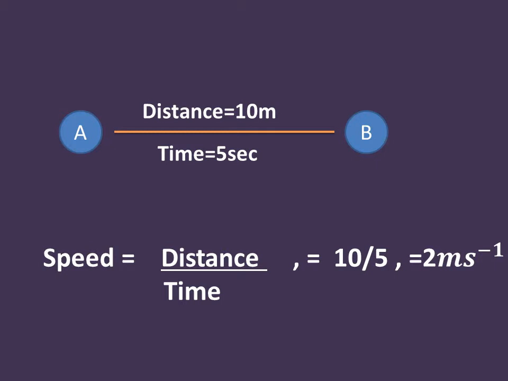So speed is equal to distance over time. Here 10 over 5, which is equal to 2 meter per second. Here a question arises: what does 2 meter per second mean? It means that a body covers a distance of 2 meter in 1 second.